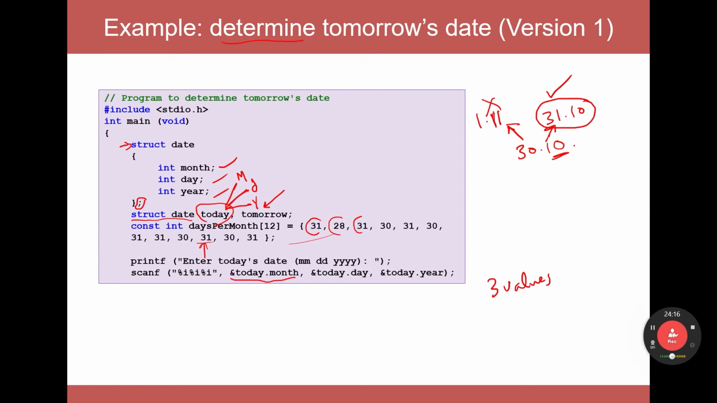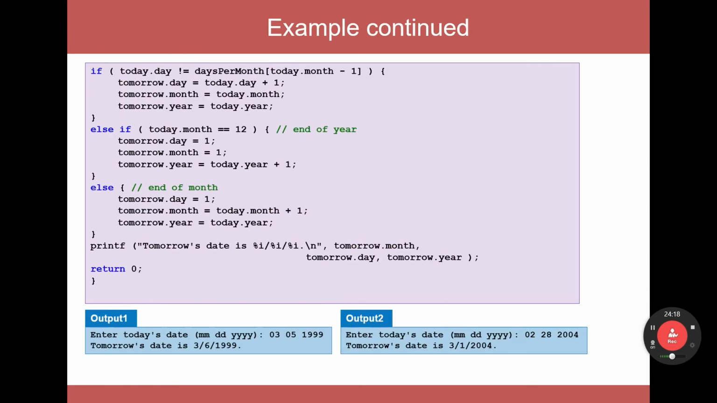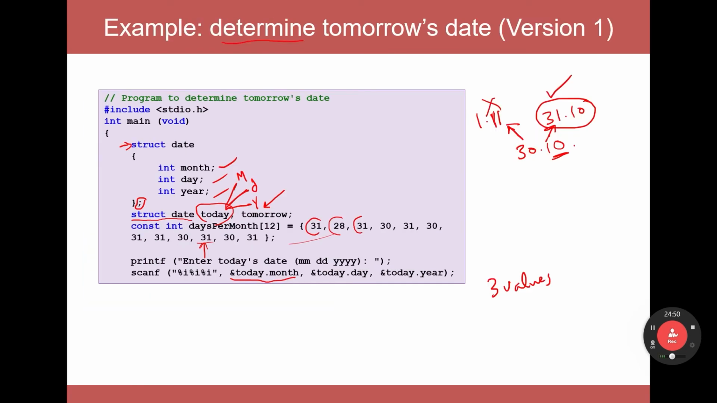Then after that we will do the calculations. We will say, here is an if statement. I will say if today.day is not equal to daysPerMonth[today.month - 1]. So let's explain this one first before we go to the today.day. So here daysPerMonth, okay, daysPerMonth is this array. It has 12 elements, daysPerMonth.